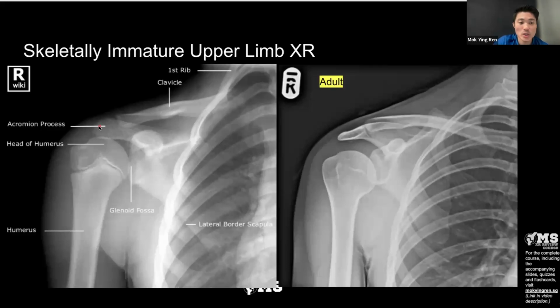Okay, so this is an X-ray of the shoulder. What we see, the distinct difference, is that there is an open physis over at the proximal humerus. Right, this is not a fracture line. This is an open physis, okay, and you do not see it in an adult.